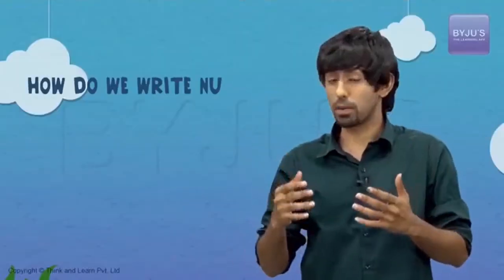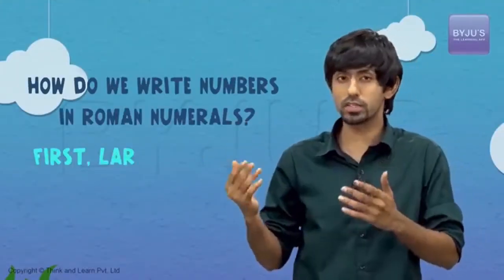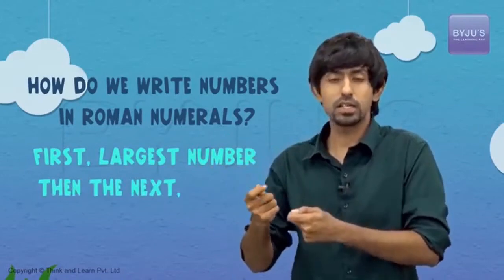So how do we write numbers in Roman numerals? We first write the largest number, then the next, then the next. So you give me a number, right? Yeah, let's start small, maybe 6. How do I write 6 in Roman numerals?